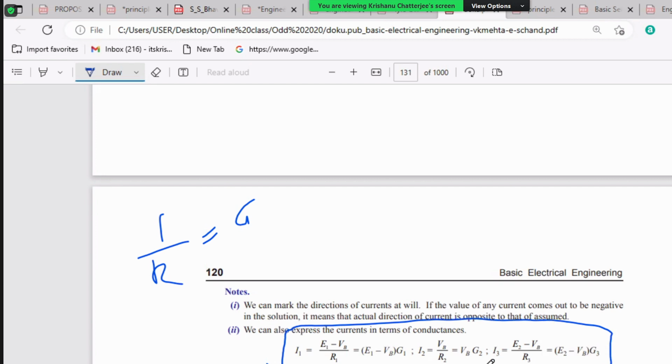Using conductance, you can get sums using conductance also instead of resistance. So be very careful whether it is given resistance or conductance. We will be using conductance to use the shortcut method, just like the mesh analysis.